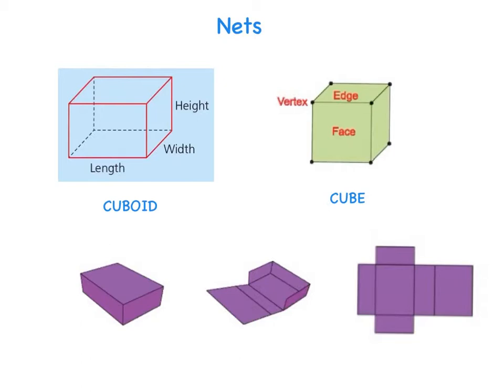So when we have a solid and we want to unfold it so that we can see all the faces, we call it a net. So again, a net is a 2D shape, so it's a flat shape, and when we fold it up we'll get a 3D shape, okay?